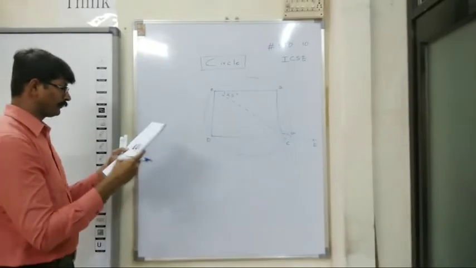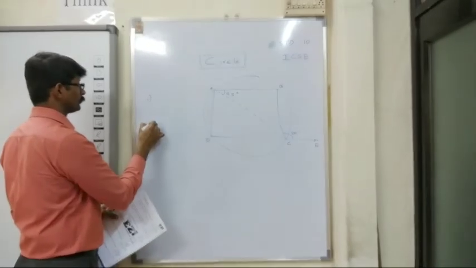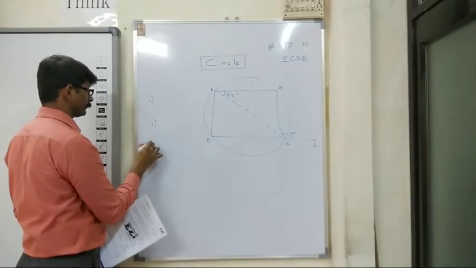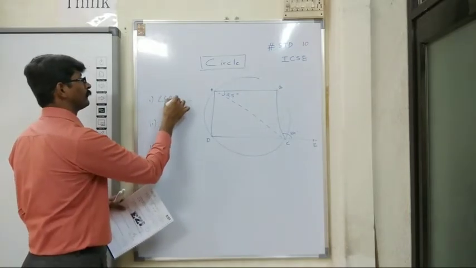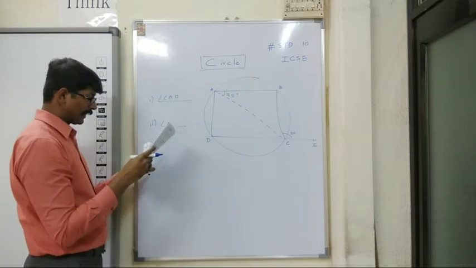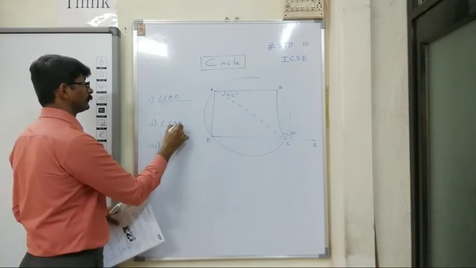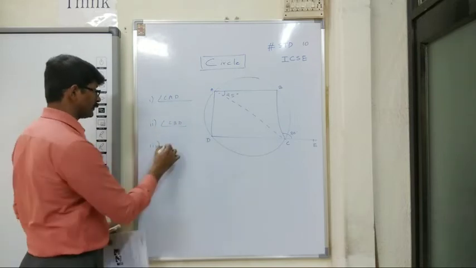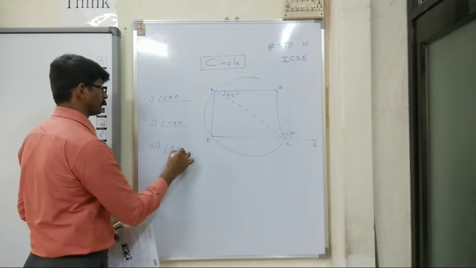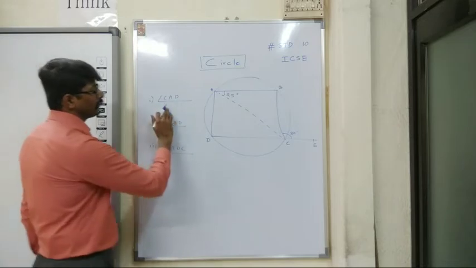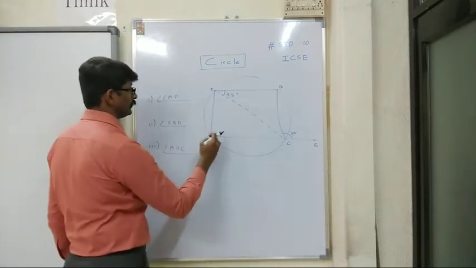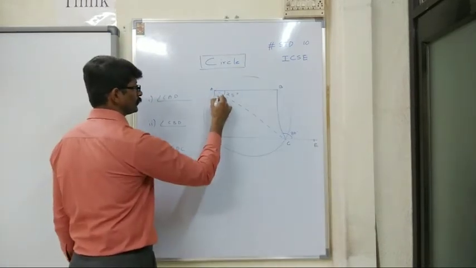What we have to find? We have to find 3 things. The first thing is angle CAD, the second thing is angle CBD, and the third thing is angle ADC. So let's check out where is angle CAD.